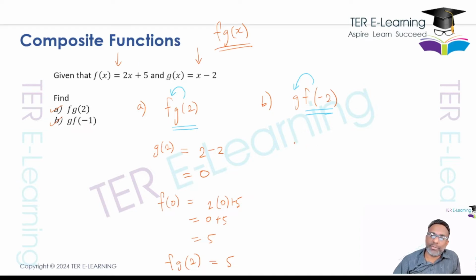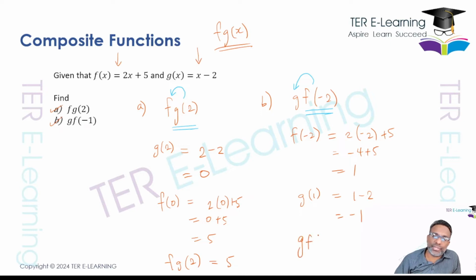So in this case, I'm going to work out f of minus 2. So f of minus 2 is going to be 2 times minus 2 plus 5. So 2 times minus 2 is minus 4, plus 5, and we're going to get 1. Then that answer is what we're going to plug into the function g. So g of 1 is going to be 1 minus 2, and you're going to get minus 1. So therefore the answer for the composite function gf of minus 2 is minus 1. Simple question.